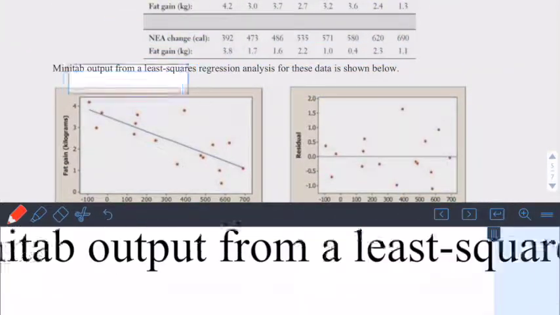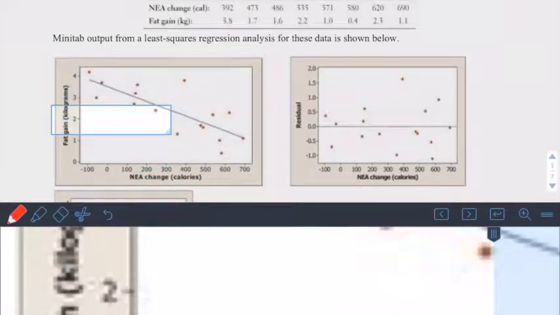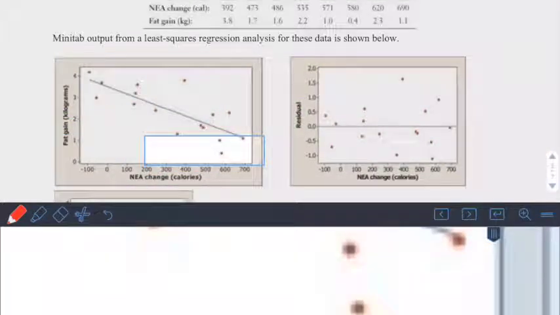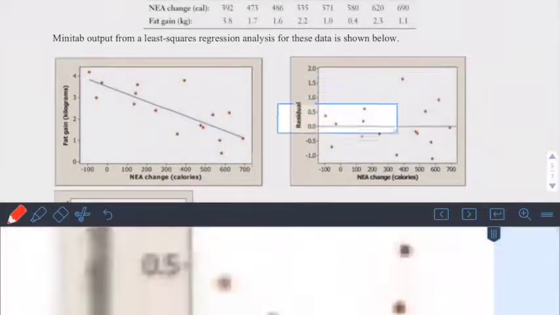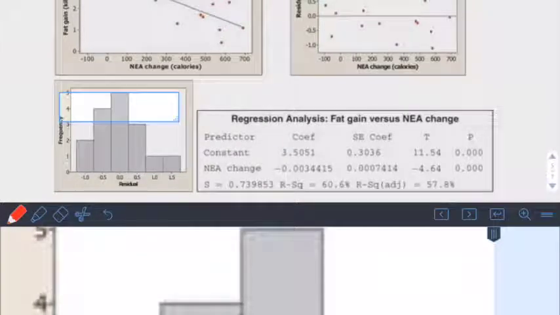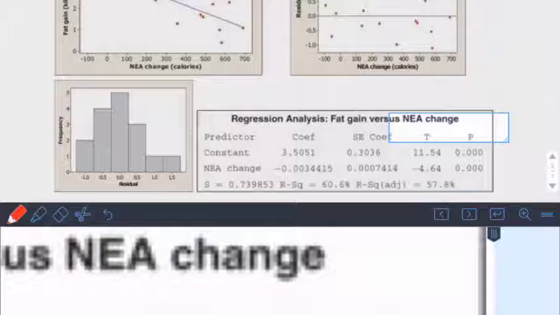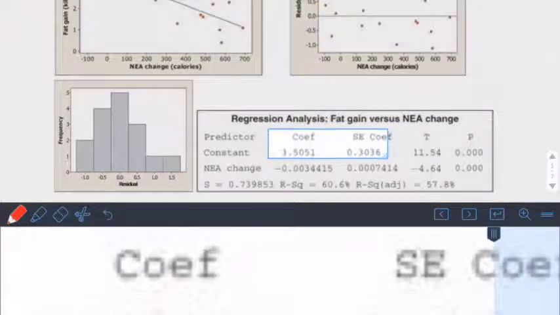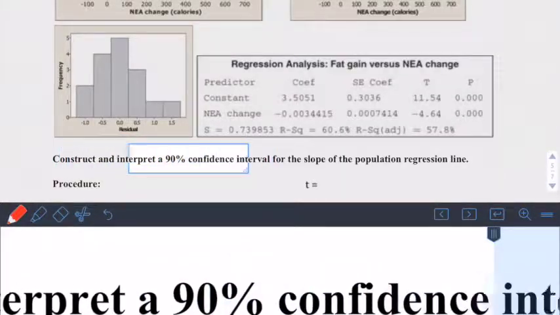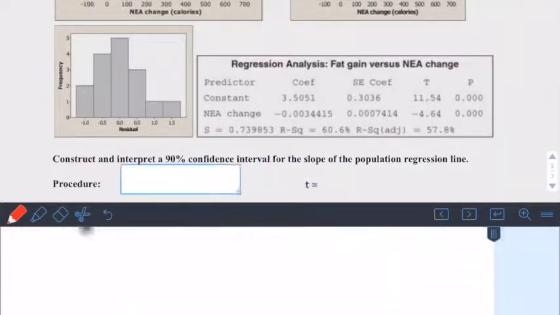We've seen this. So we used Minitab. Remember, that's a program that works for this stuff. And this is our sample, right? We don't know the population, which is typical. And then we have our residual plot. We also have a histogram of the residuals, so we can check all of this stuff. And this is what you're normally going to be getting for this data. You're going to be getting a printout. So we can construct and interpret a 90% confidence interval for the slope of the population regression line.